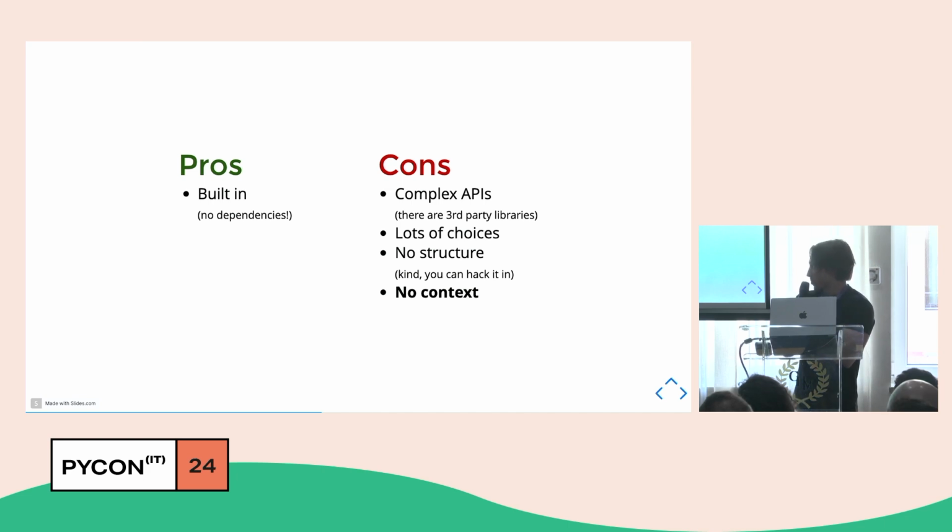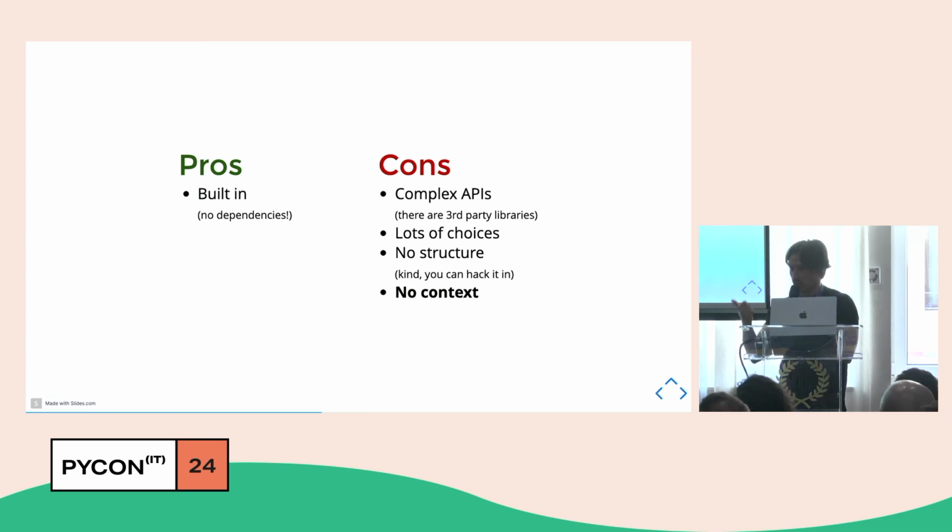There are pros to standard library logging, and the biggest one really is that it's built in. It's part of the language. You don't have to add any dependencies. It's been available since Python 2.3, so any version of Python that you want right now. It's worked the same for a while. It's super reliable.